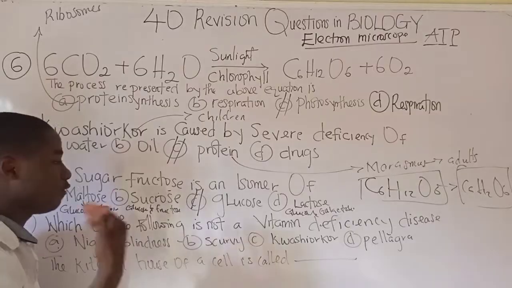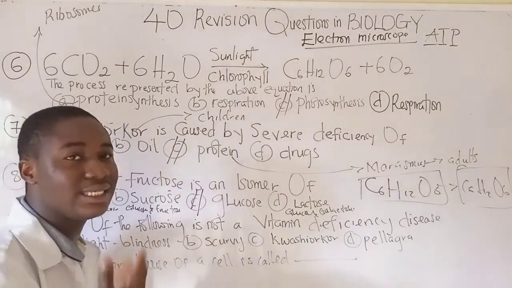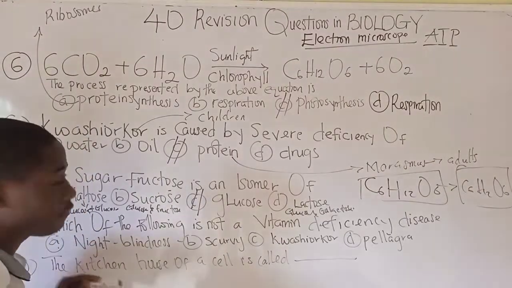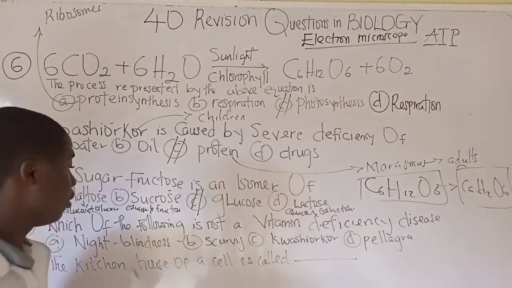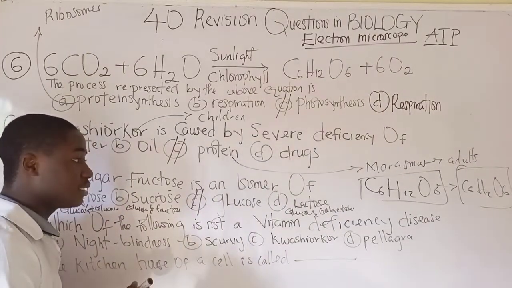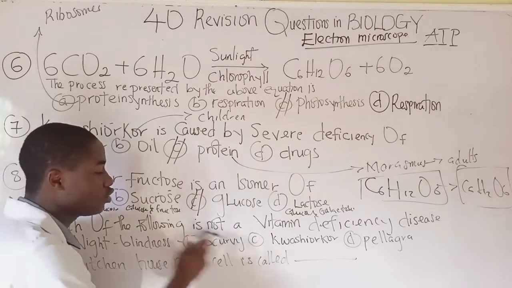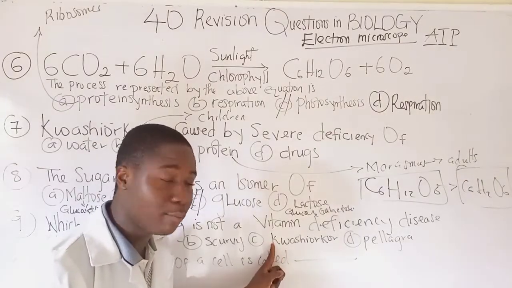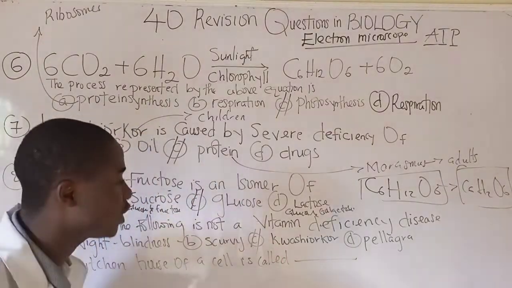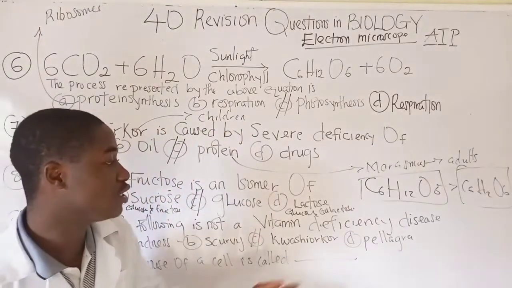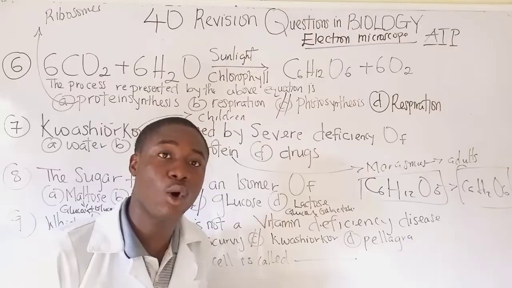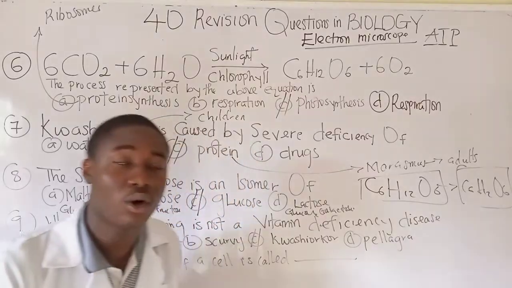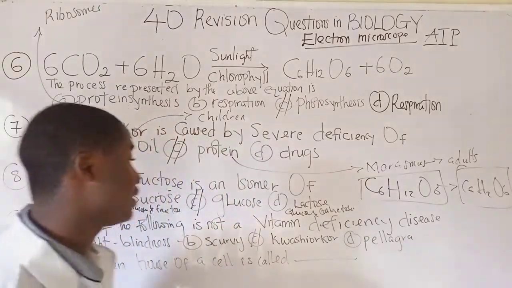It says, which of the following is not a vitamin deficiency disease? Option A, night blindness, is a vitamin deficiency disease. Basically, it's due to the deficiency of vitamin A, which is called retinol. Scurvy is a vitamin deficiency disease, which is due to the deficiency of vitamin C, called ascorbic acid. Kwashiorkor is due to a class of food called protein. So this becomes the answer. It is not a vitamin deficiency disease. While pellagra is due to the deficiency of vitamin B3, called niacin, which is formed by two other compounds called nicotinic acid and nicotinamide. So that is that for that.